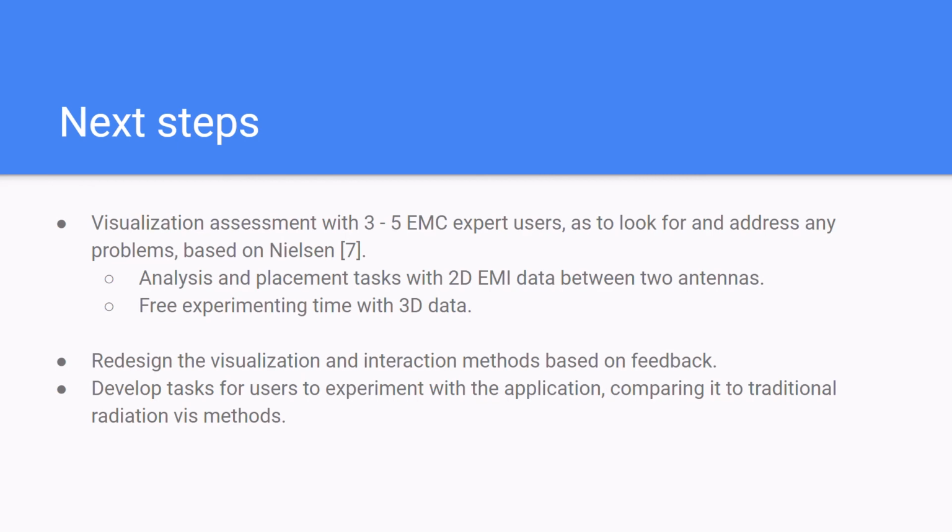This test will be held inside the anechoic chamber with a set of interference avoidance tasks, where the subjects will analyze 2D EMI data between two different antennas and move them around as to get an optimal placement, minimizing the interference between them. After that, free experimenting time will be provided to the same users with different instances of 3D data, where they can select multiple frequencies of the data read and compare them. These tests will be followed by a gathering of all participants as to initialize a group discussion regarding the approach.